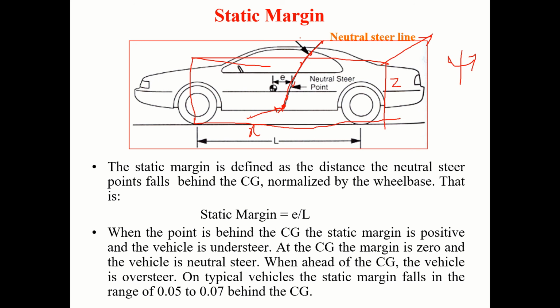This you call it as a neutral steer line. That should be done on the xz plane. And you know this is the center of gravity. And the neutral steer point, what is the distance you measure? That is E. This E by L, I call it a static margin.